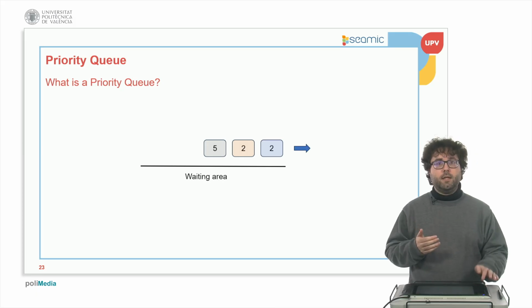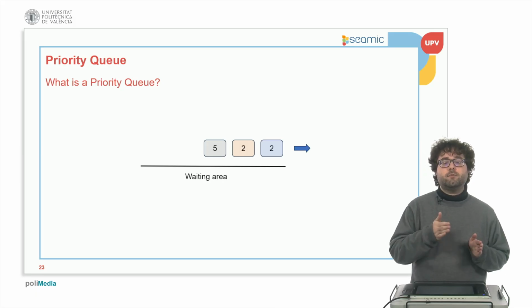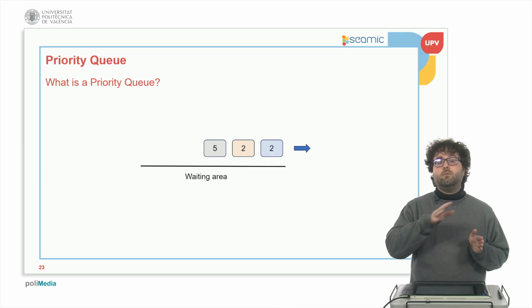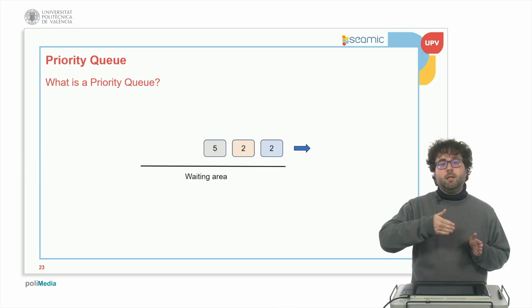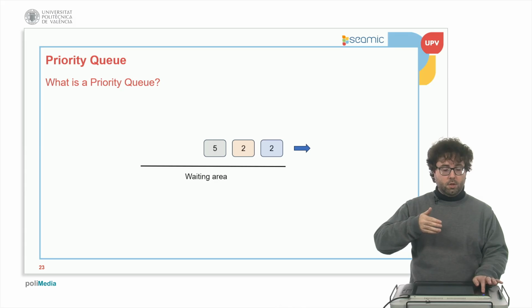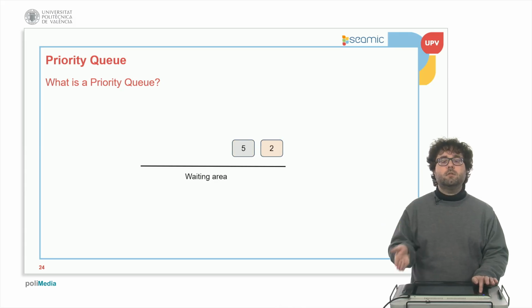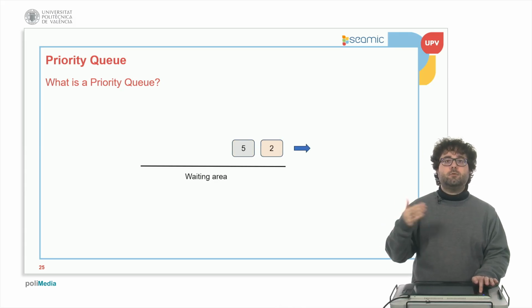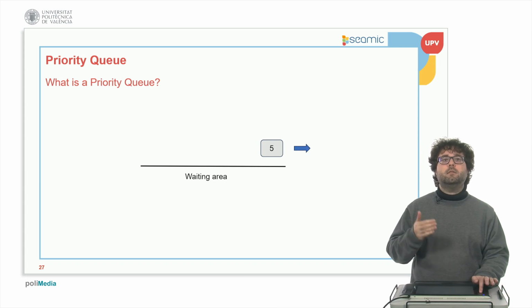And then when the time comes for dequeuing, we will follow the same procedure. The first element at that moment in the queue will be the first one out, and the process will be repeated until the waiting area is empty.